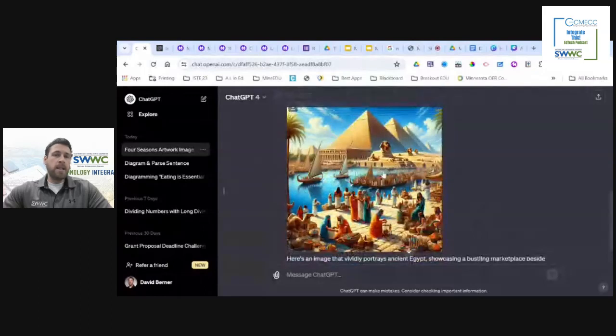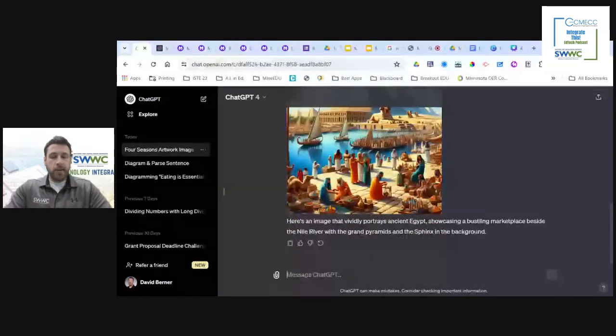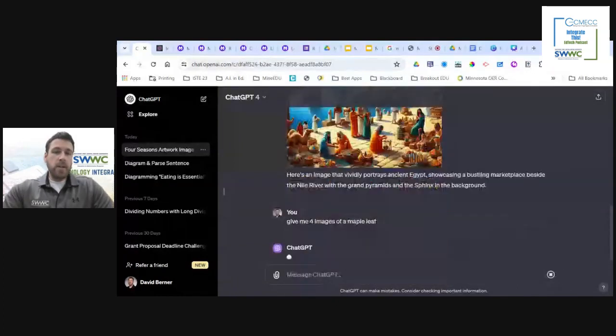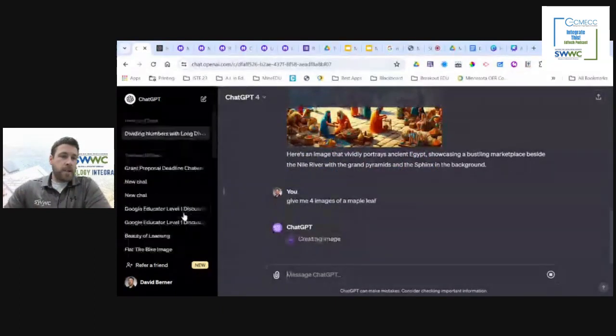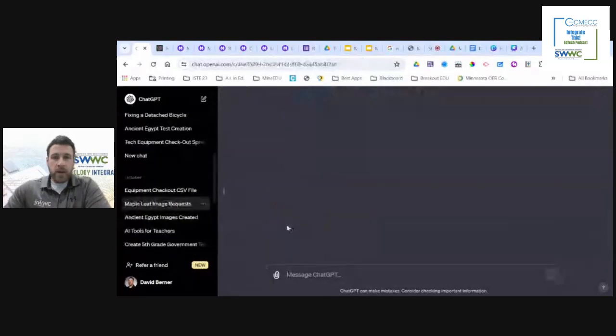One thing to point out, I suppose, is that because it's DALL-E 3 generating these images, they tend to look more on the artistic side rather than like a realistic photo. Sometimes you may see some that are a little bit more realistic. Some other ones we've done before is, let's say we wanted, give me four images of a maple leaf. You could do something like this and see what it gives us. I'm just going to shift over to the one we did in the past.